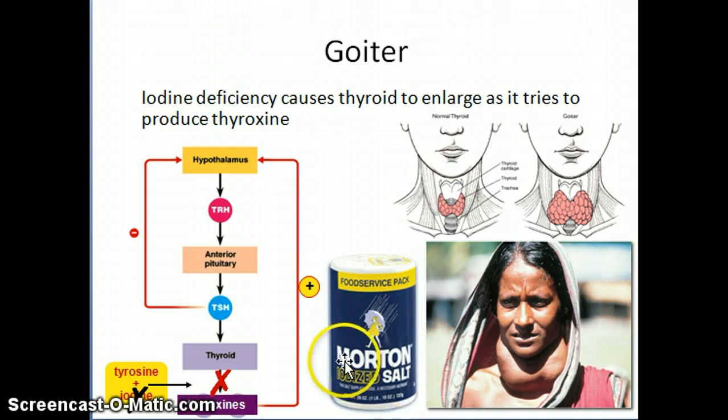So you can see here in this feedback loop, what's happening is the thyroid gland keeps getting the message to produce thyroxine, but it can't do it, so there's no negative feedback to turn this system off, which is why we keep getting the growth of the thyroid gland.